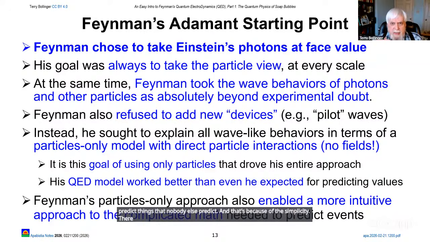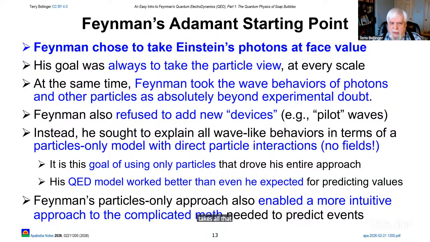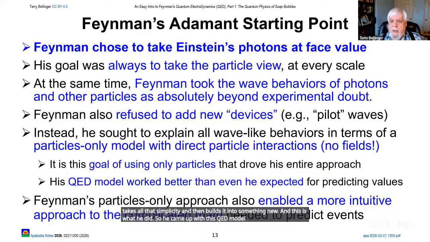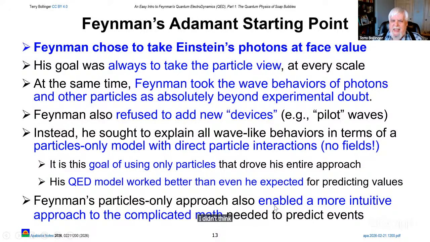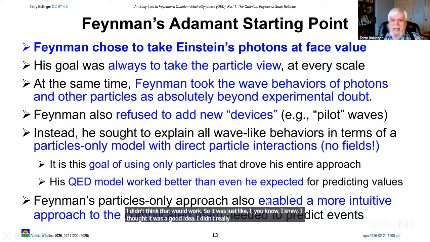There's not a coincidence here. He went for maximum simplicity, but taking everything into account, and said, what model takes all that simplicity and then builds it into something new? And this is what he did. So he came up with this QED model that turned out, to his own surprise, to work. There are recorded statements of him saying, I didn't think that would work. He thought it was a good idea, but he didn't really think it would work that well. But it did, and it started predicting things that the experimentation confirmed out to 6, 7, 8, 9 decimal places. So he was onto something, and it took a little while for that to be fully realized.